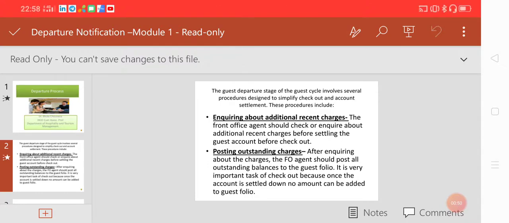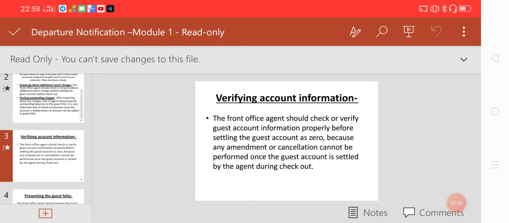The front office agent should check or inquire about additional recent charges before settling the guest account, before they are going to check out. Second, posting outstanding charges. After inquiring about the charges, the front office agent should post all the outstanding balance to the guest folio. It is a very important task of the checkout because once the account is settled, no amount can be added to the guest folio. Now come to the third slide, verifying the account information.